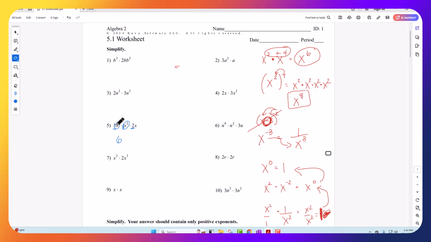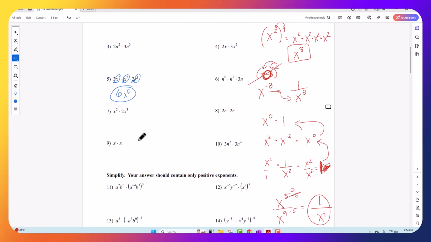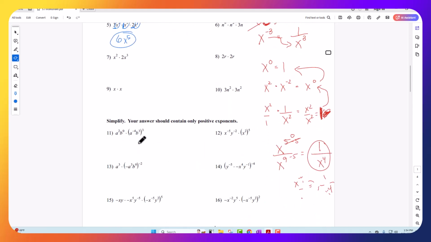We get to add those exponents. 2 plus 2 is 4. And over here, this x is an x to the first. So if we go 2 plus 2 plus 1, we should get x to the 5th. So 6x to the 5th. Now that exponent 5 really only belongs to the x. It does not belong to the 6.